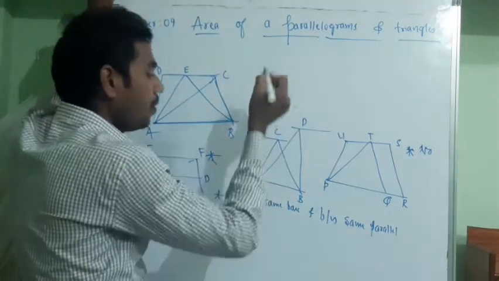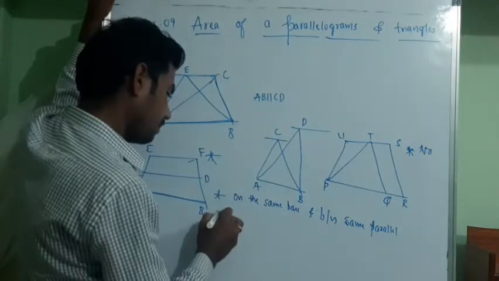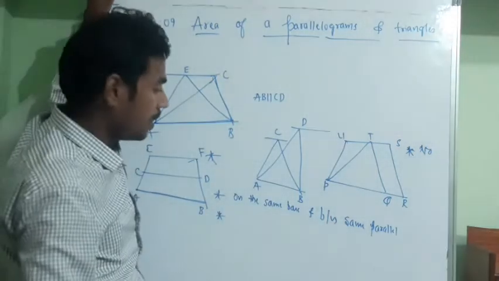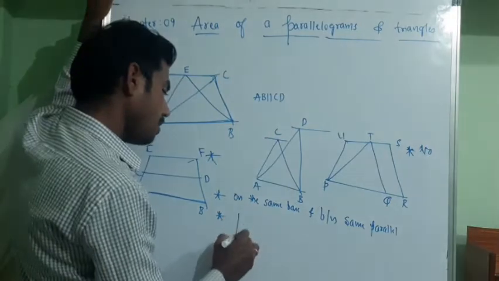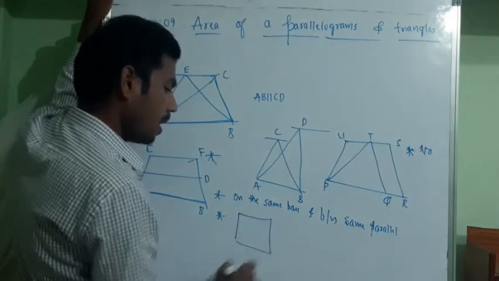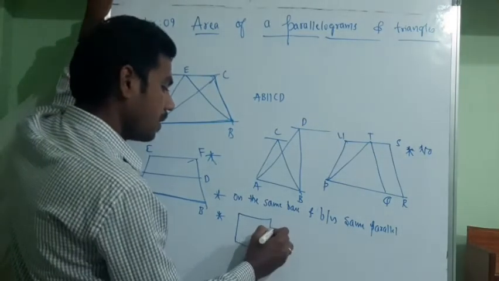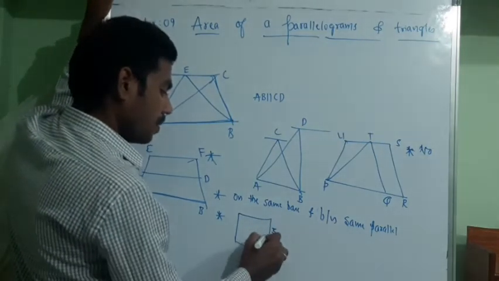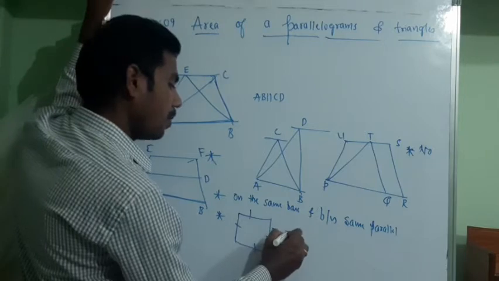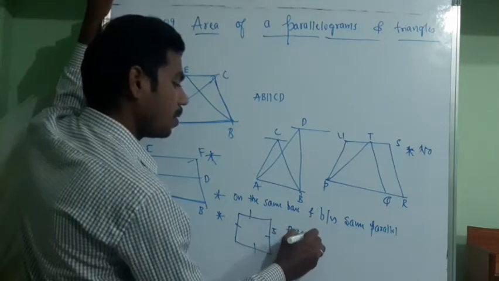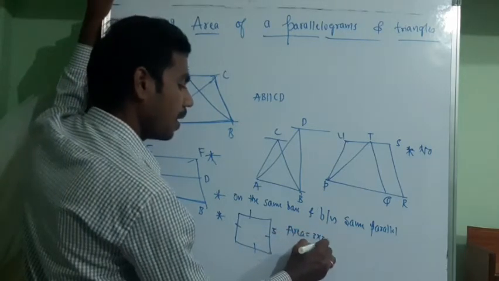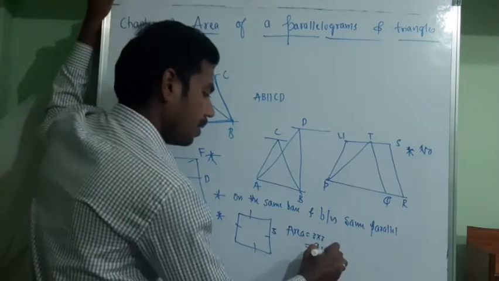One more thing you need to understand: whenever I ask you to find the area of a square, directly you are going to make use of the formula. If the side is 3, you will write the area of the square is equal to 3 into 3, and you write it as 9 unit square.